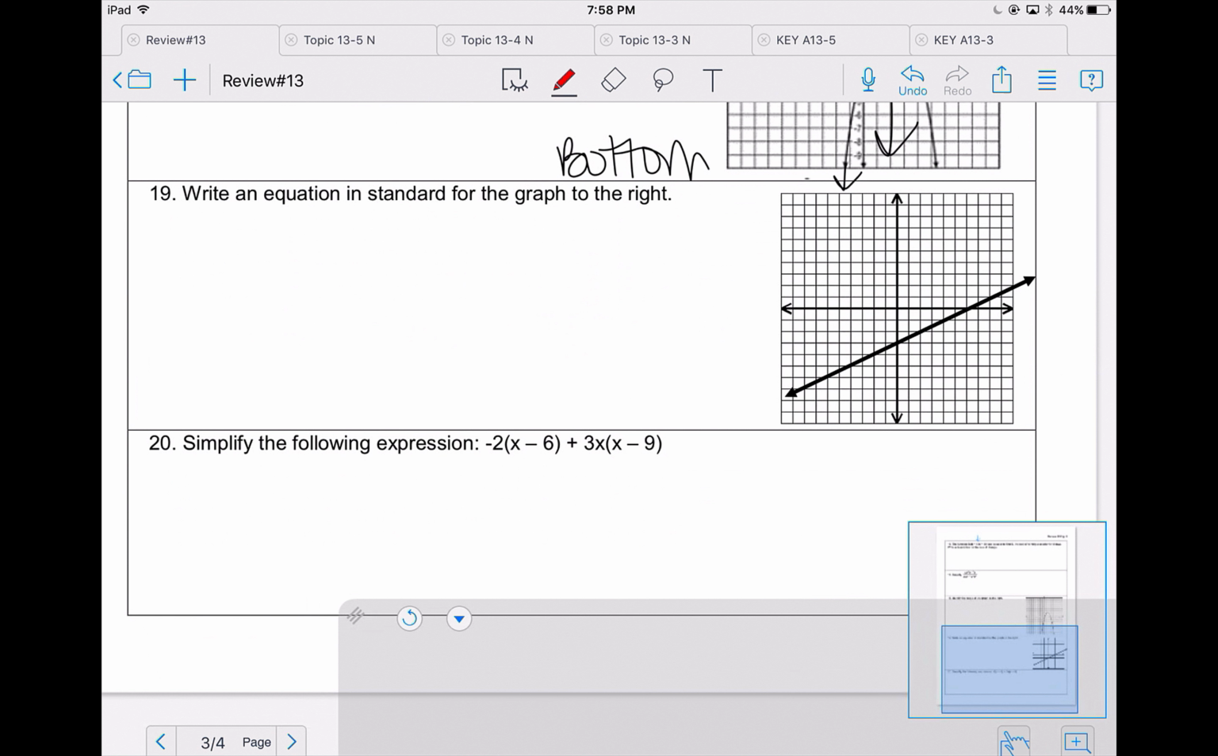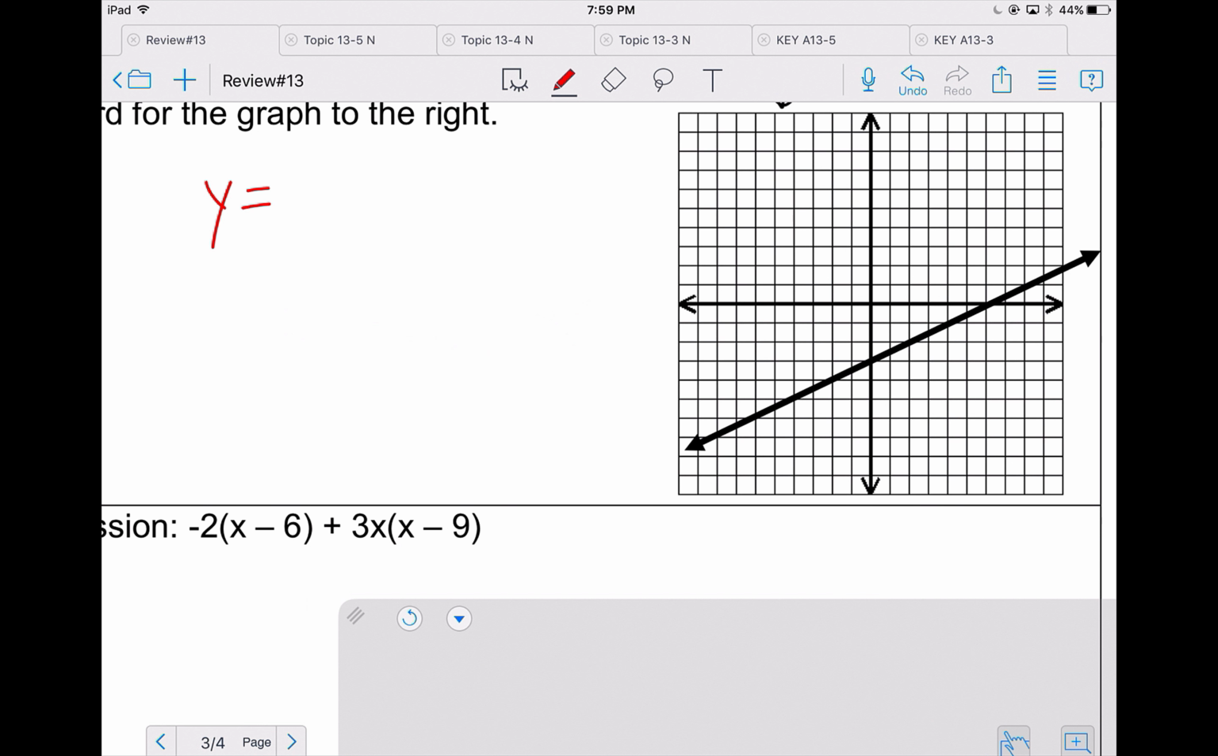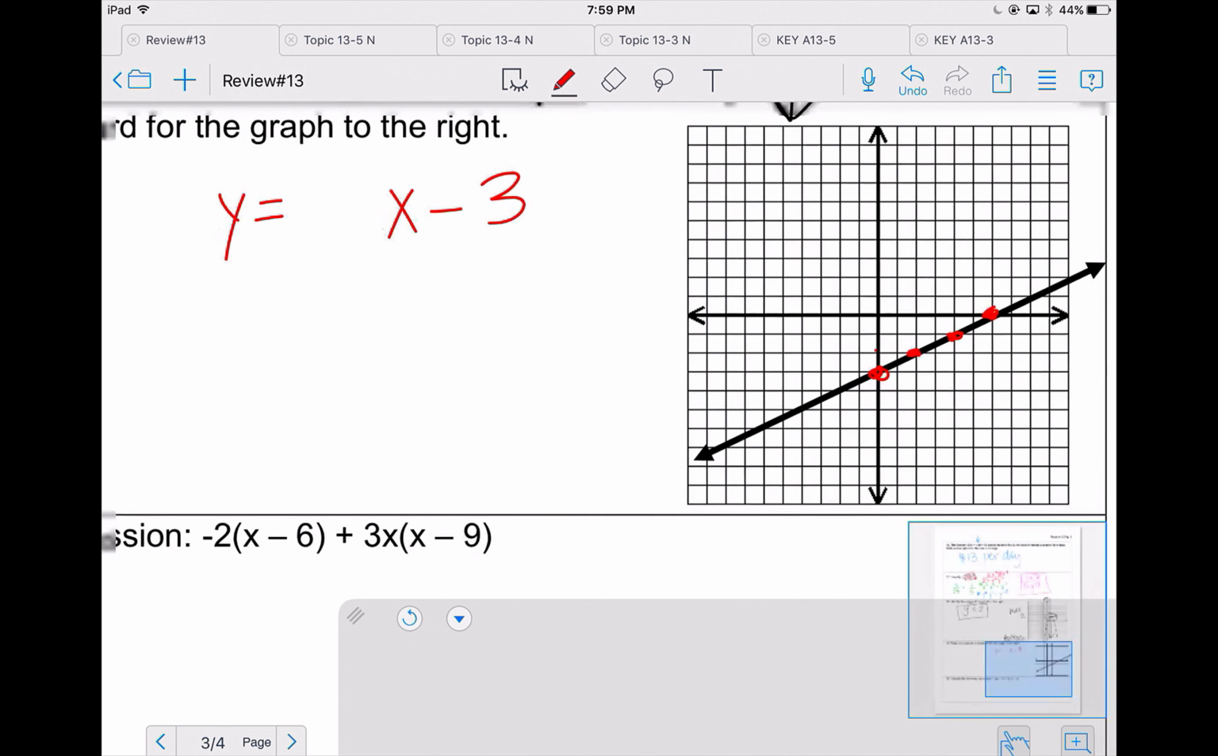19 asks me for a standard equation for the graph to the right. So first I'm going to write it in slope-intercept form and then solve. So I start down at a -3, and then I go up 1/2, up 1/2, up 1/2. So my slope is 1/2.